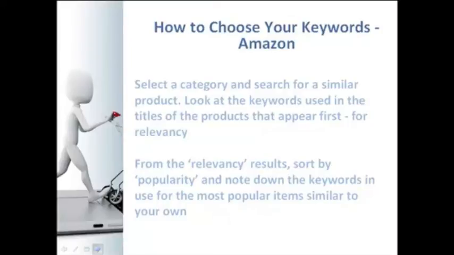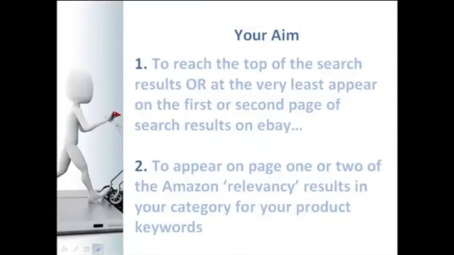What you can do is, from the relevancy results that appear on Amazon, you can then do a separate sort and choose popularity instead, and simply note down the keywords in use for the most popular items that are similar to your own on the Amazon website. Now, your aim here overall is to reach the top of the search results, or at the very least try and appear on the first or second page of search results on eBay. And over on Amazon, you want to appear on page 1 or 2 of the Amazon relevancy results in your category for your product keywords.